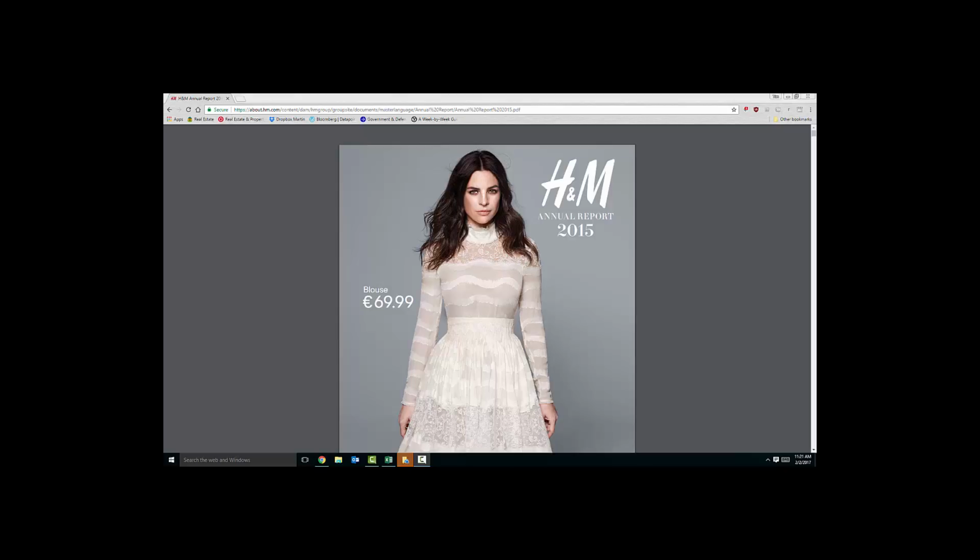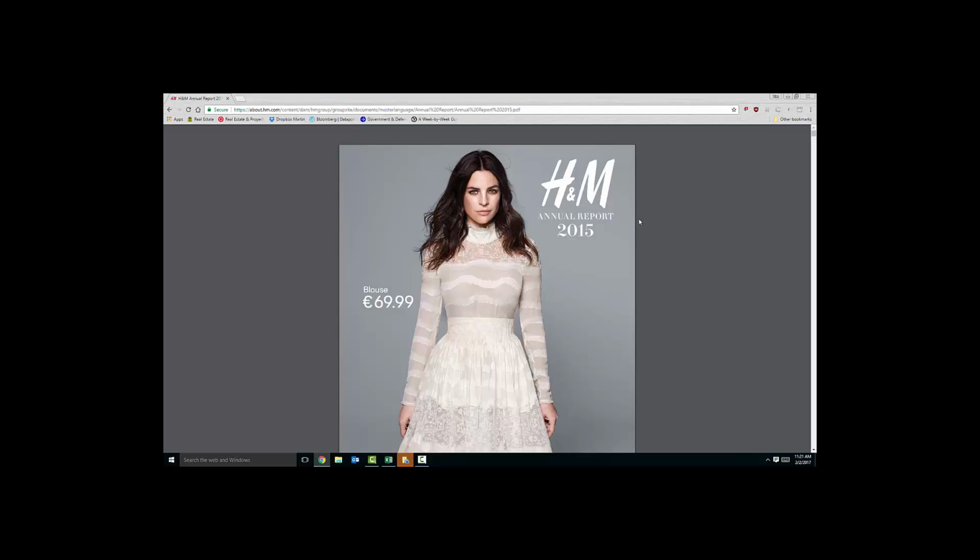So first, let's look at the annual report. In front of me, I have the H&M annual report for 2015. Usually speaking, most companies will have quite extensive risk disclosures in their annual reports, both in terms of their business operational risks and also the financial risks that they may face in financing of their operations.